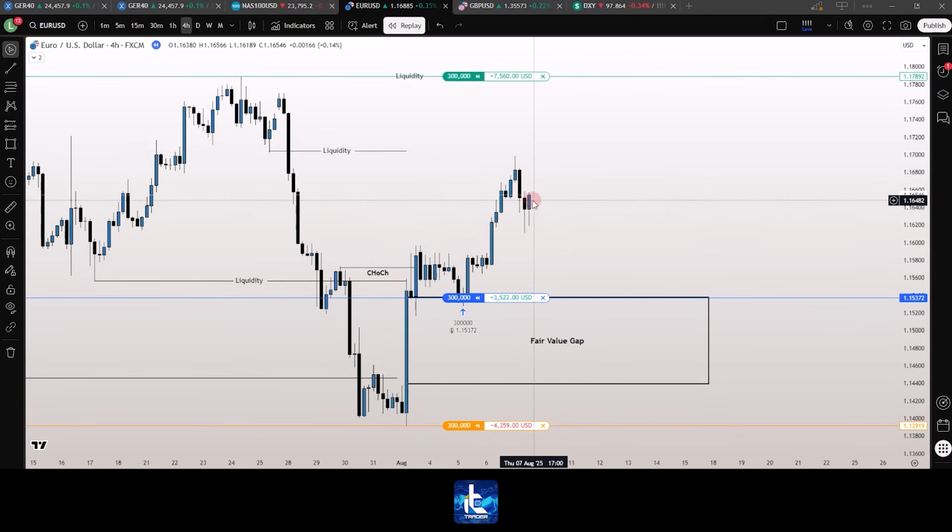And even if you did not enter this trade, I hope that the analysis itself helped you finally understand how the market maker buy model is formed in practice and what exactly happened in the market last week.